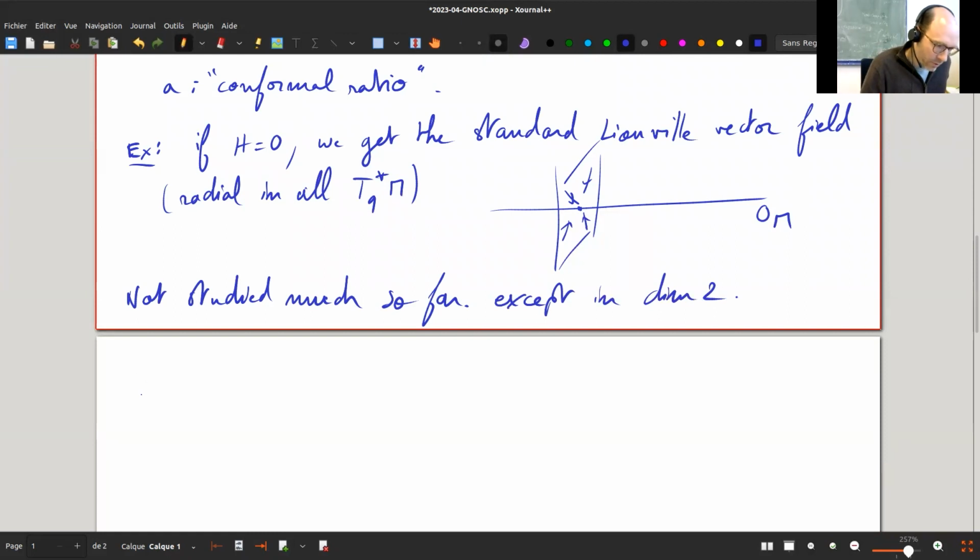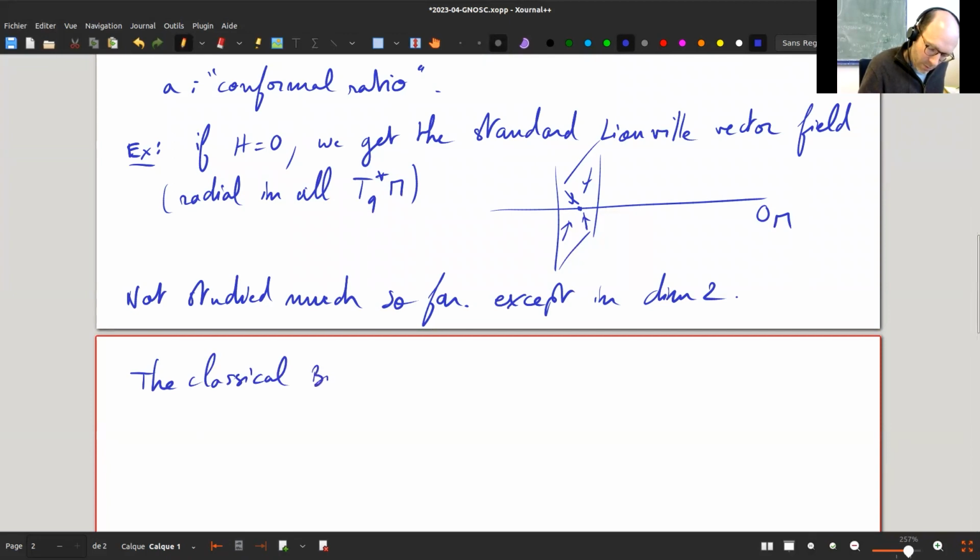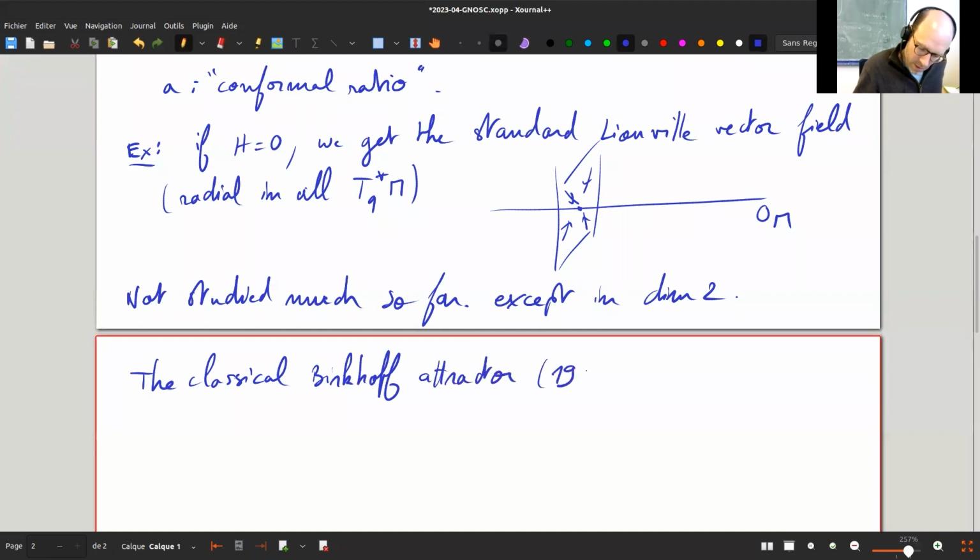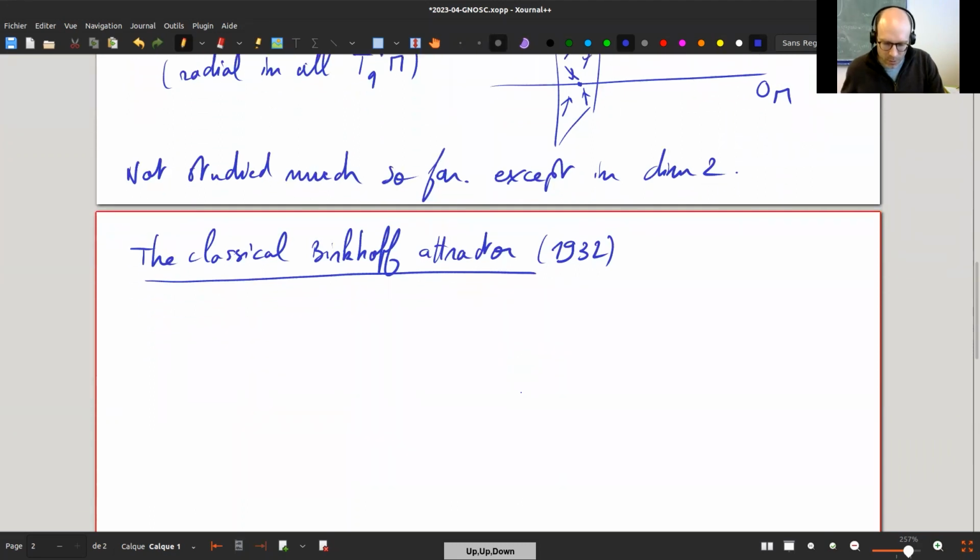And in dimension 2, that's where the classical Birkhoff attractor is defined. So now I will speak about the classical Birkhoff attractor. And this goes back to 1932, I think. Okay. So I will now explain the construction of Birkhoff.